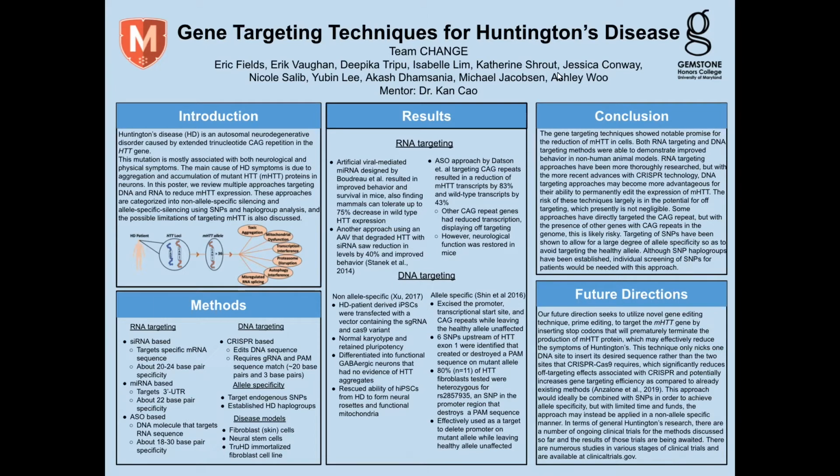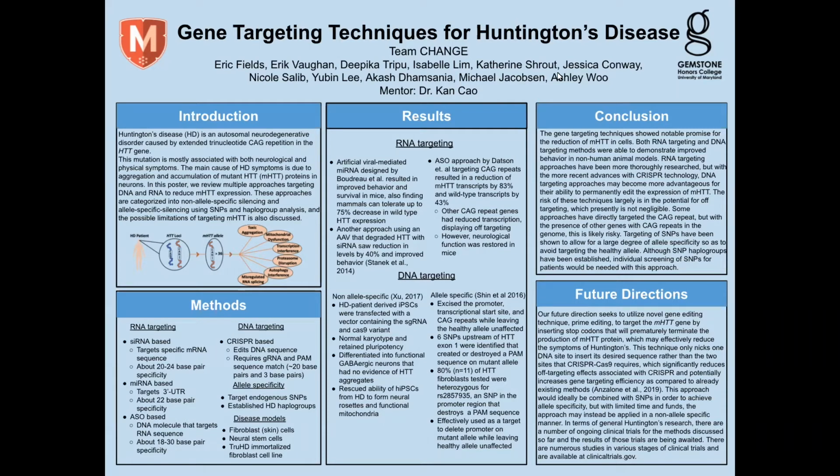Huntington's disease is an autosomal dominant neurodegenerative disease. It's caused by an extended CAG trinucleotide repeat in the HTT gene. This mutation causes symptoms affecting memory, motor control, mood, and more. These symptoms are primarily caused by the mutant HTT protein aggregating and accumulating in neurons. In this presentation, we'll look at various approaches to reduce the expression of this mutant protein. These include RNA-based methods, as well as allele-specific and non-allele-specific DNA-based methods. I'll hand it off to Akash to go over methods with you.